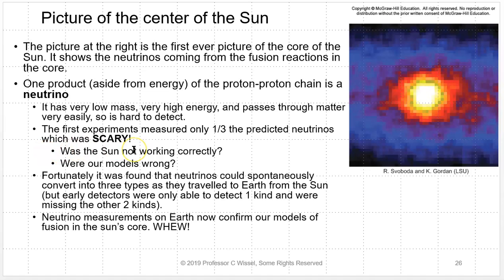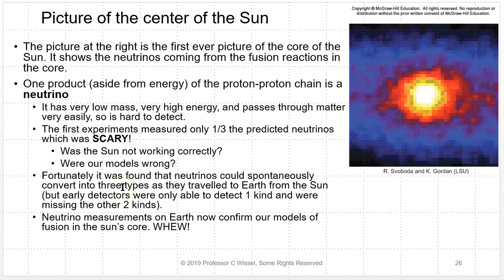The first experiments measured only 1/3 of the predicted neutrinos, which was pretty scary. I still remember this. They were worried, was the sun not working correctly? Was there something wrong with the reactions in the core? Weren't there enough reactions? Because very bad things happen to stars when their fusion reactions shut down. Because the thing that holds up the star against the crushing grip of gravity is the energy generated by fusion. If the fusion reaction shuts down, the star collapses, and that's really bad.